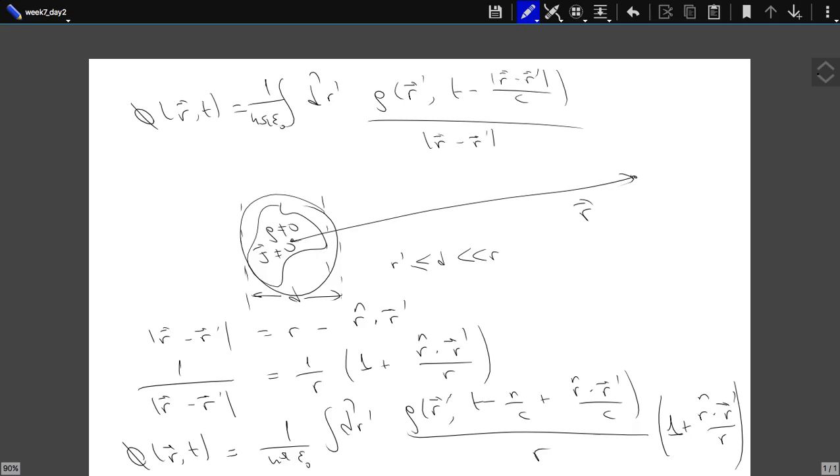So maybe if rho is 0, at every time, at every point, even in that case, there will be radiation. That will be magnetic dipole radiation. That will be because of the vector potential.